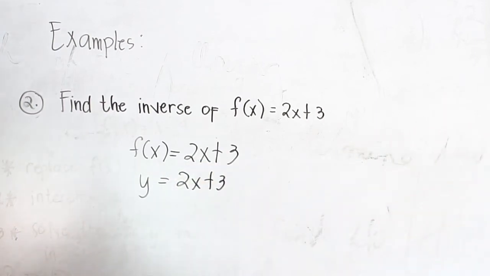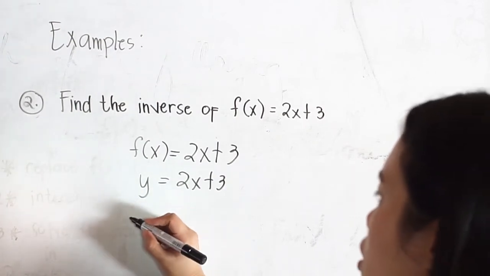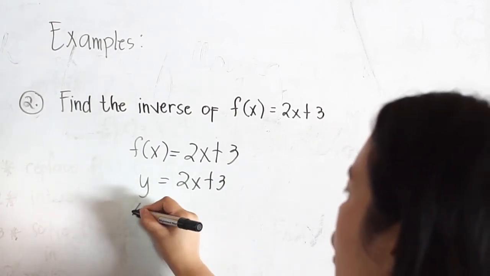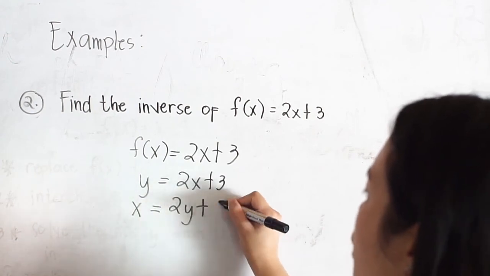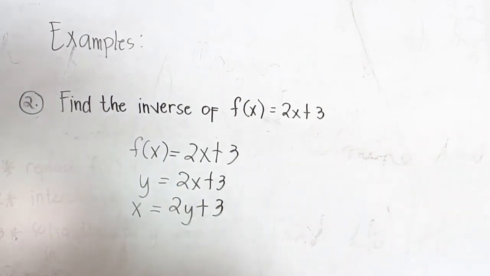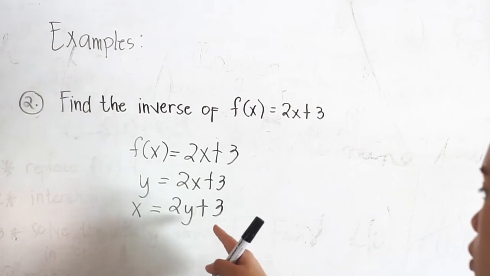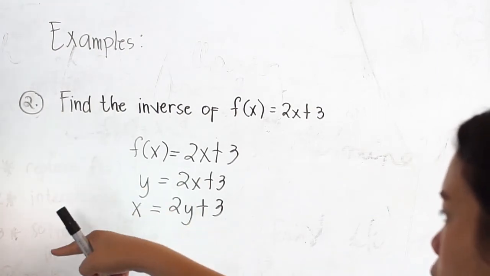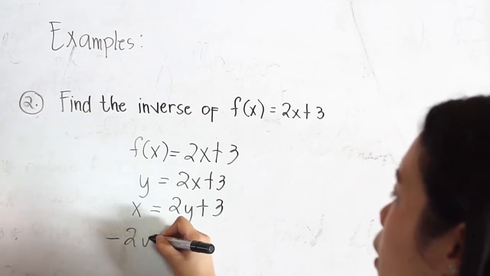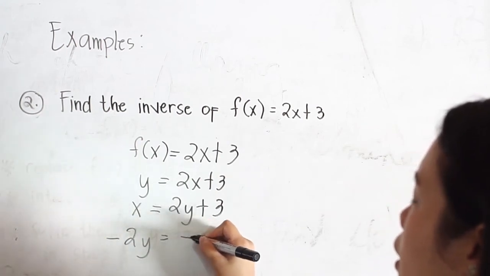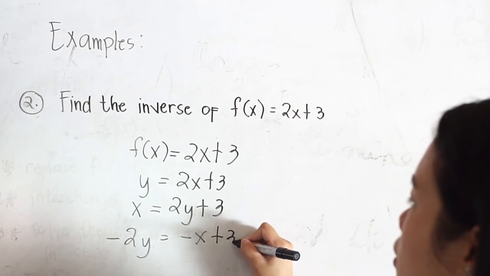And the next step is interchange x and y. So y becomes x, equals 2y plus 3. And then the next one is solve the new y from the equation in step 2. So we will transpose 2y to the other side, so it will become negative 2y equals negative x plus 3.